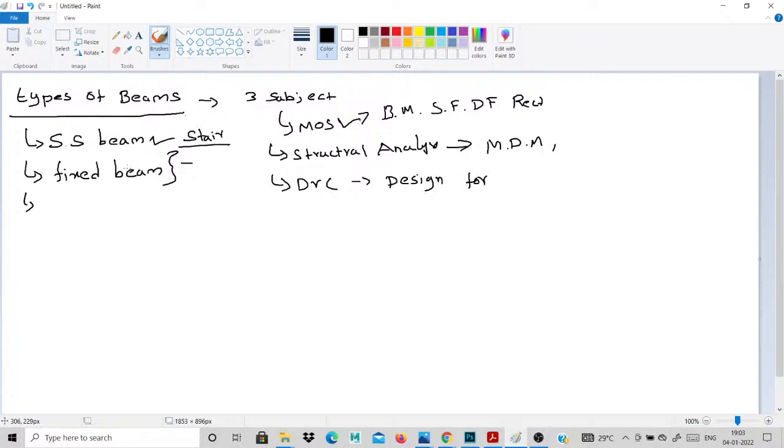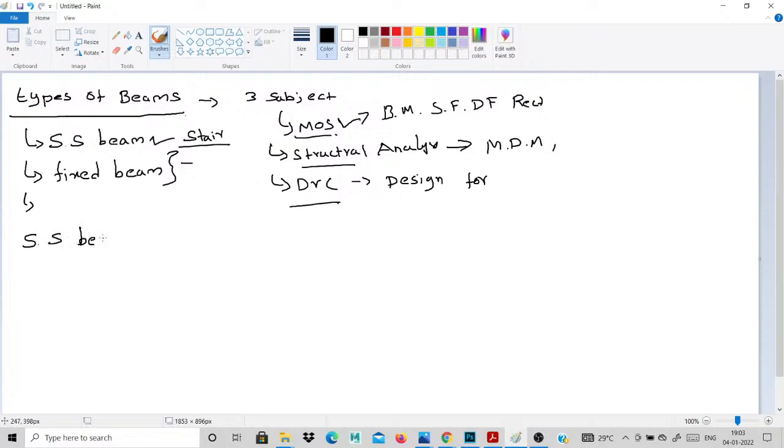Once you go for the beam analysis, you need to know the MOS subject, structural analysis, then RCC. These are three important subjects to analyze a single beam. The first step: you find the bending moment for a simply supported beam.